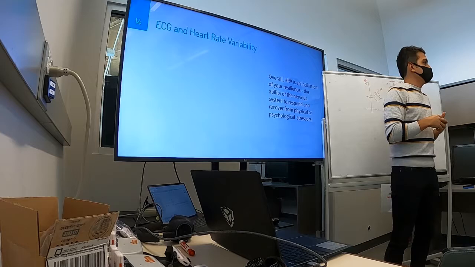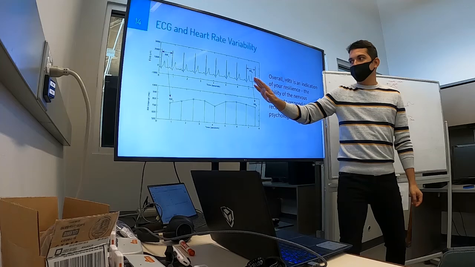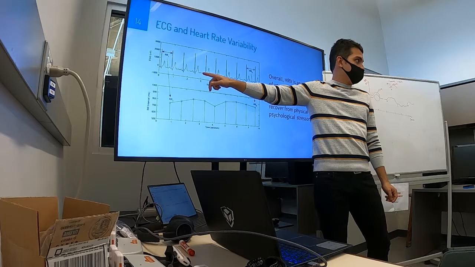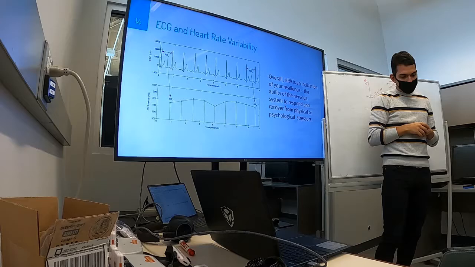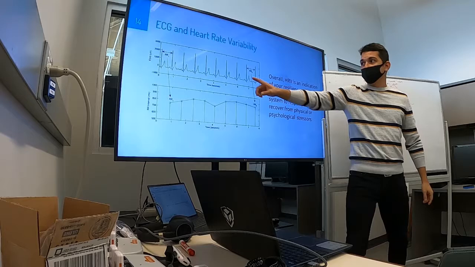So in a nutshell, we are not interested in the rest of the elements of the complex. So we're not looking at the P, Q, S, T peaks. You know, when you see the ECG, there are always P, Q, there are different peaks based on the description of the wave itself. But for heart rate variability we're only interested in the maximum peaks, which are the R peaks.